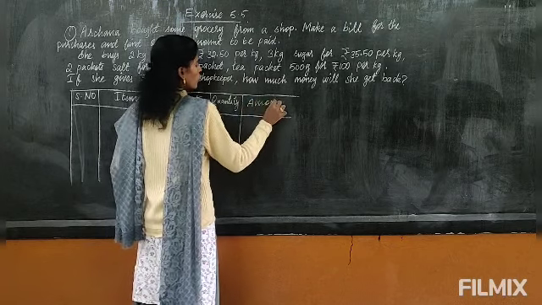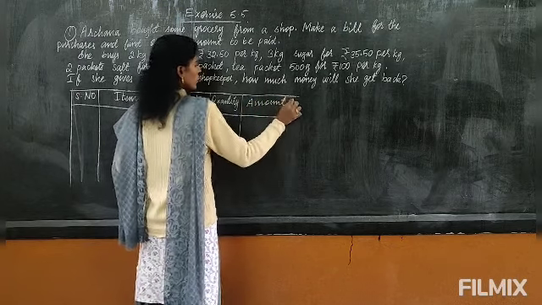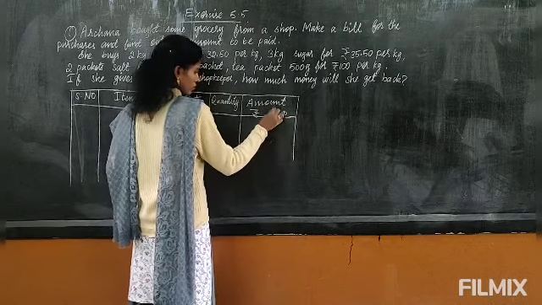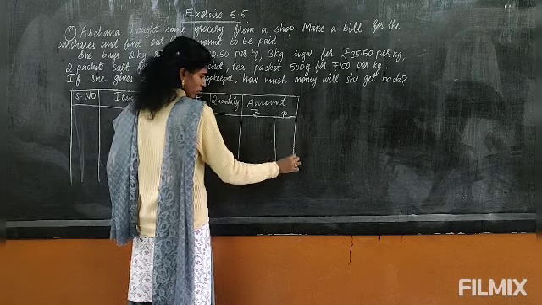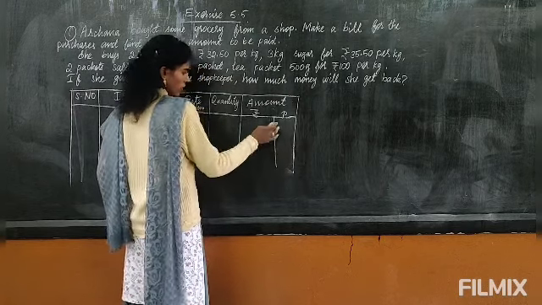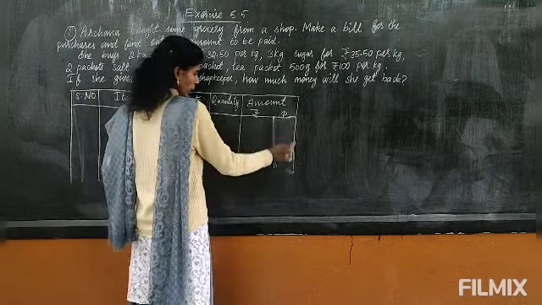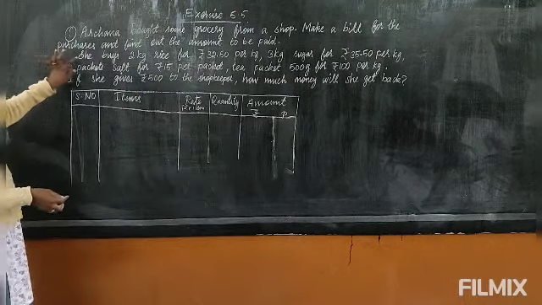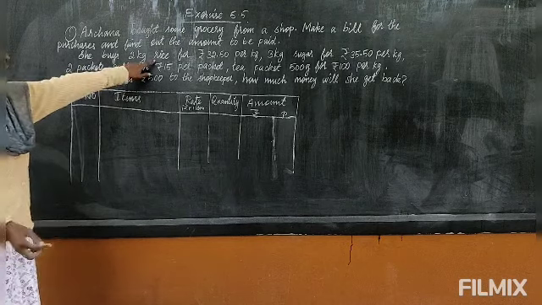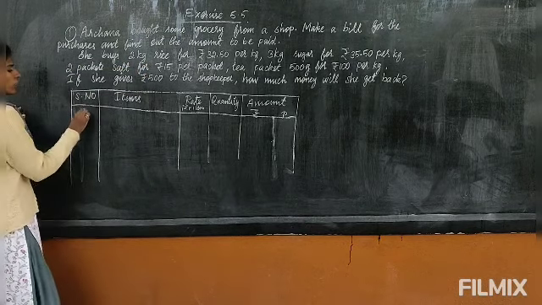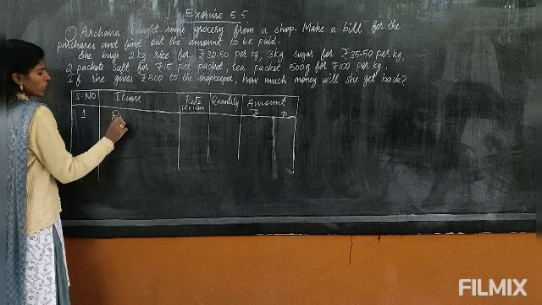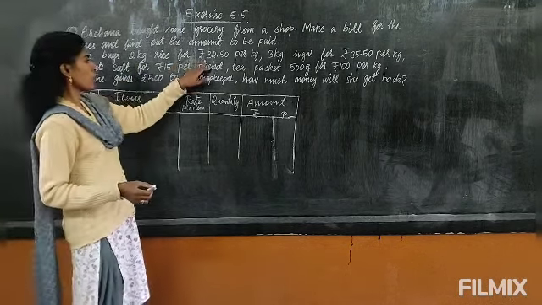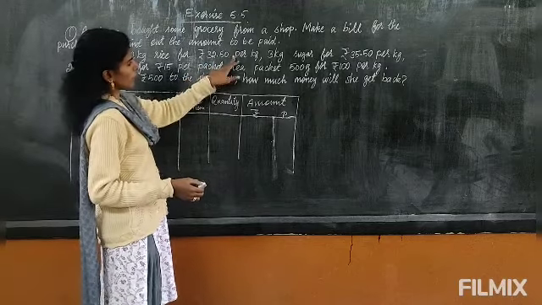You have to write the amount, and this amount column will be separated as rupees and paise. Paise needs only 2 digits, so you can make that column small, and this column you make a little bigger. Okay, now let's write down. First she is buying 2 kg rice. So the first item is rice. Okay, 2 kg of rice for rupees 32.50 paise per kg.